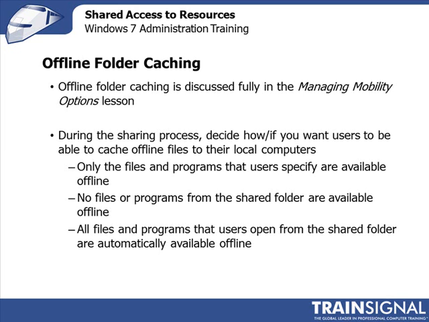Or you can say that all files and programs that users open at all from the shared folder are automatically available offline. If you choose this option, a user doesn't have to actually go to the folder and say, make this file available offline. But what they do have to do is actually open the document or program. So once they've opened the document or program, then the system will automatically synchronize that document or program with their local machine. So offline folders is sort of enabled behind the scenes, and the user doesn't have to do anything proactive to make that accessed file or folder accessible offline.